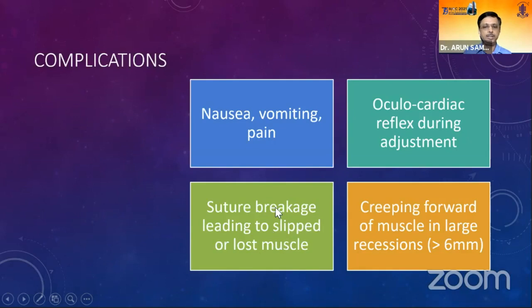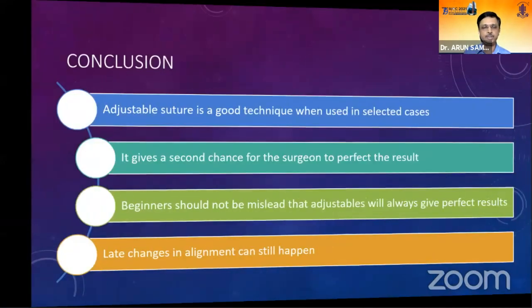Suture breakage is another important thing we have to remember, so the sutures should be handled very carefully. And if you're doing very large recessions, then there is a possibility that the muscle may come forward. So creeping of the muscle forward can lead to inappropriate post-operative results.